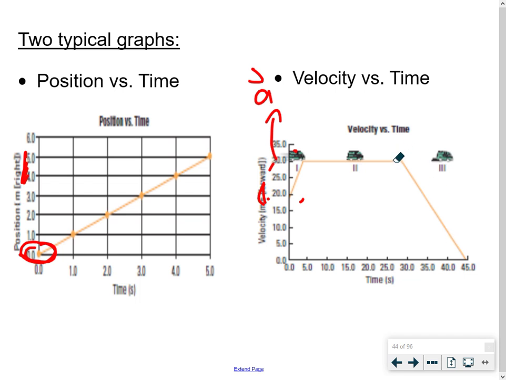Decelerating, yeah, because we're going from 30 down to 25. What happened right at this point right here, right at the 45-second mark? It came to a stop, perfect.